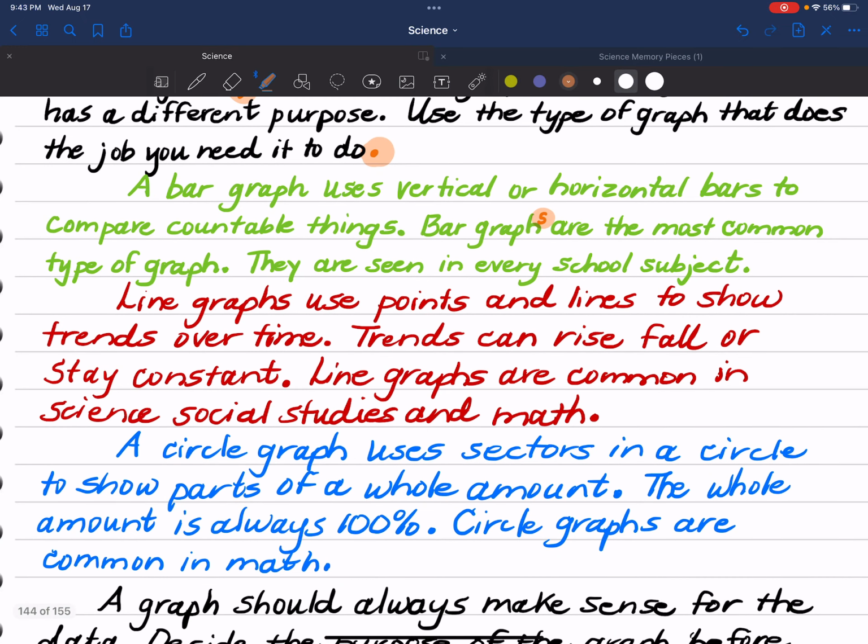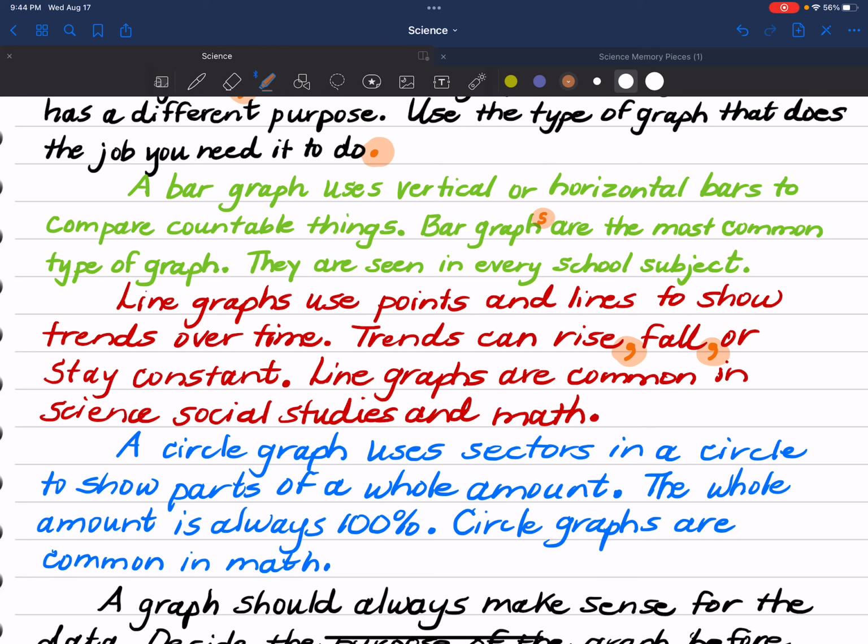Line graphs use points and lines to show trends over time. Trends can rise, fall, or stay constant. There's that comma thing again. Trends can rise, pause, fall, pause, or stay constant. So you need that. There are three things here. Rise, fall, constant. So if there are three things in a row, you need the commas.